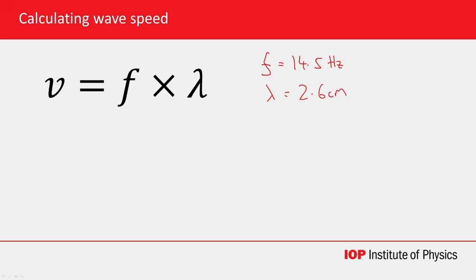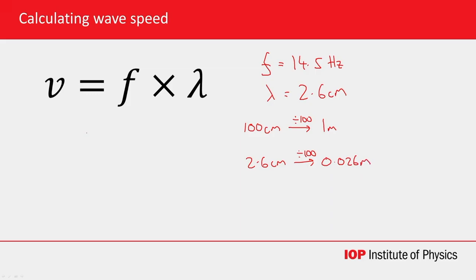And before we carry on, let's make sure that our values are in SI units. For frequency, that should be hertz. Now ours is already in hertz, that's great, it's good to go. Wavelength needs to be in meters. Now we've got centimeters, that's the problem. We need to convert that. Now knowing that to get from centimeters into meters, we have to divide by 100. If we do that to our value, then we'll get our answer in meters. So 0.026 meters. And this is the value we're going to use in our wave equation.